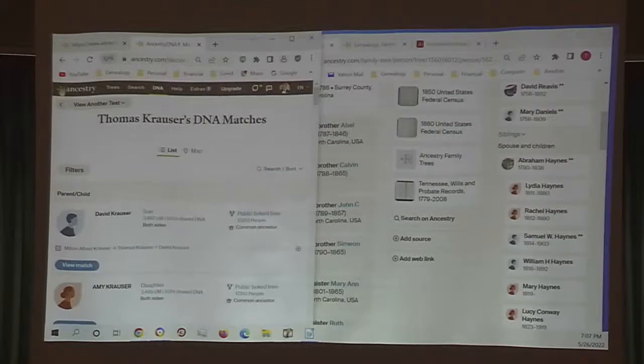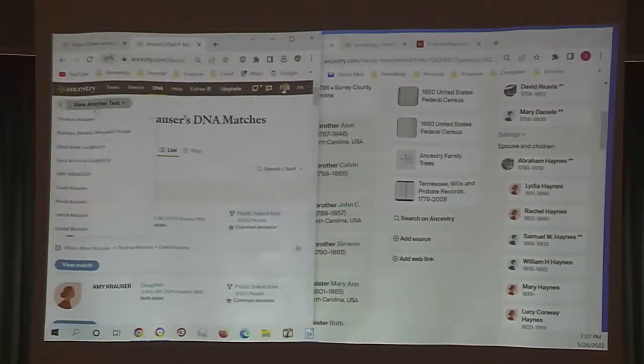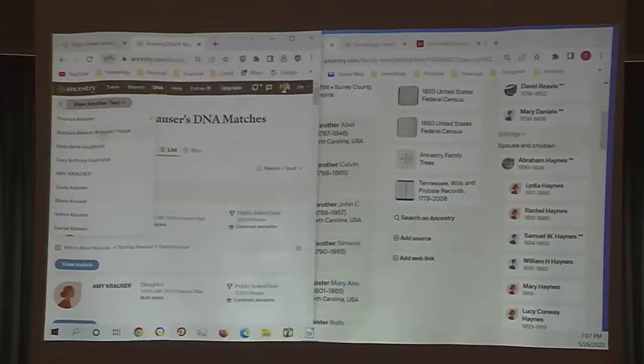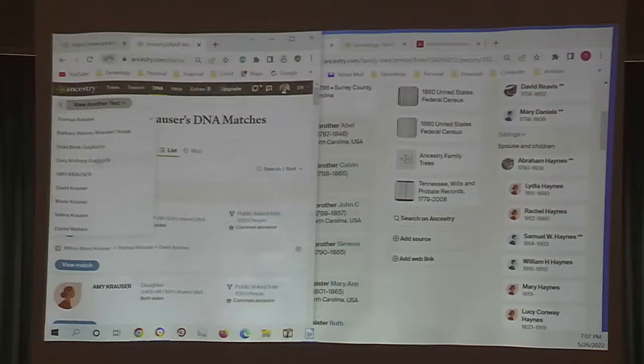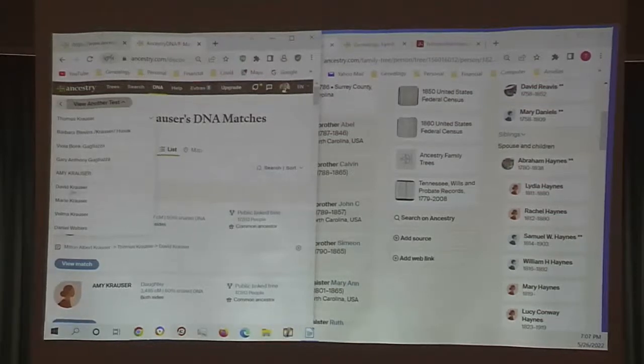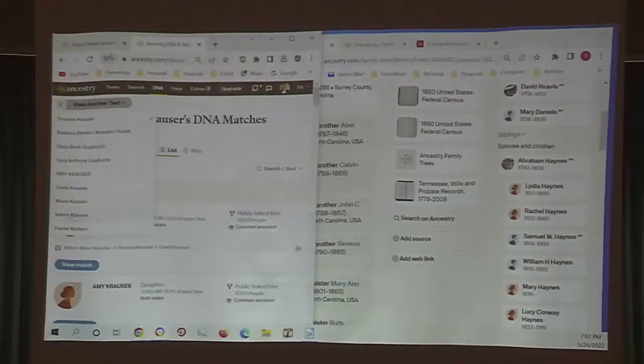Because if you go up, oops, find the cursor. If you go up here, say view another test, these are the people that I manage. Okay, there's me, my mother, my wife's mother, her brother, my daughter, my son, my wife, Velma, okay, and Daniel Walters is my daughter's boyfriend, okay.